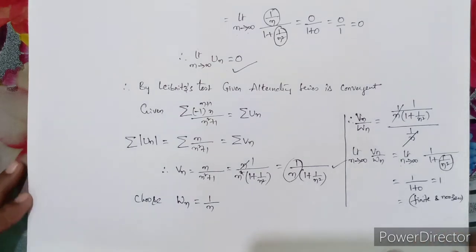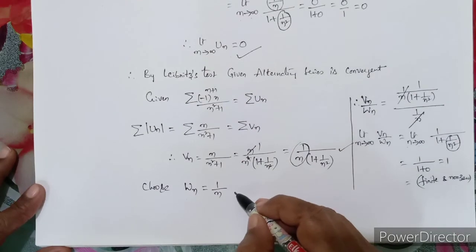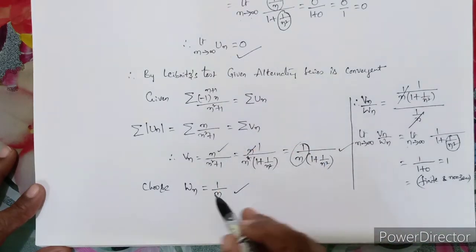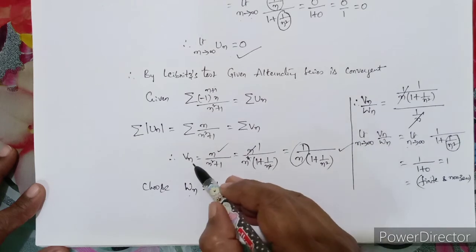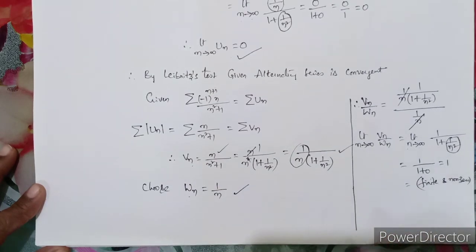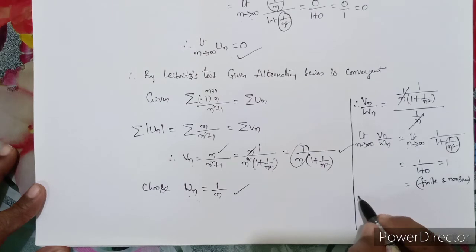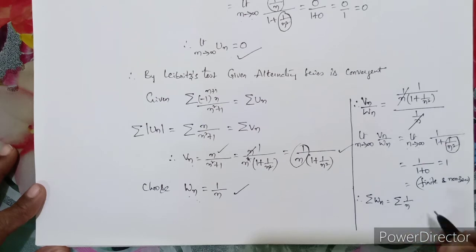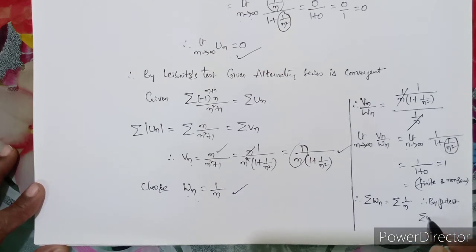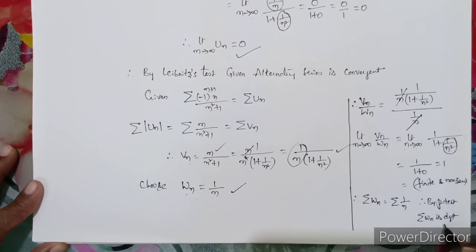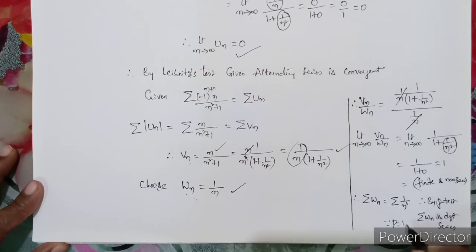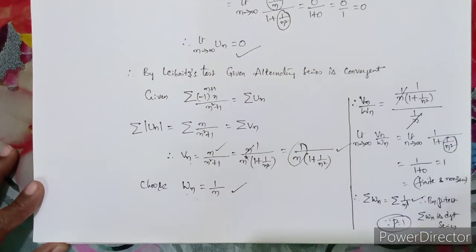Therefore, by the limit comparison test, if wn is convergent, vn also converges. If wn is divergent, vn also diverges. Therefore, we will see whether it converges or diverges. Sigma wn is equal to sigma 1 by n. This is an auxiliary series. Therefore, by the p-test, this is a divergent series since p is equal to 1.